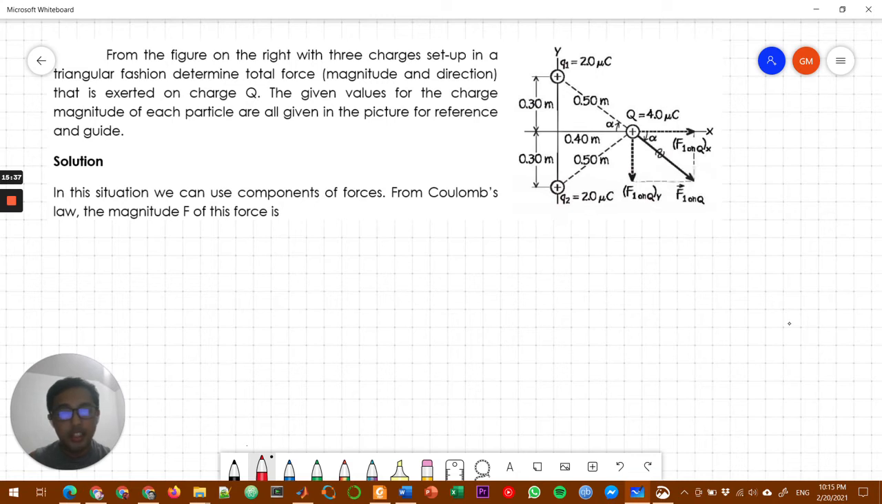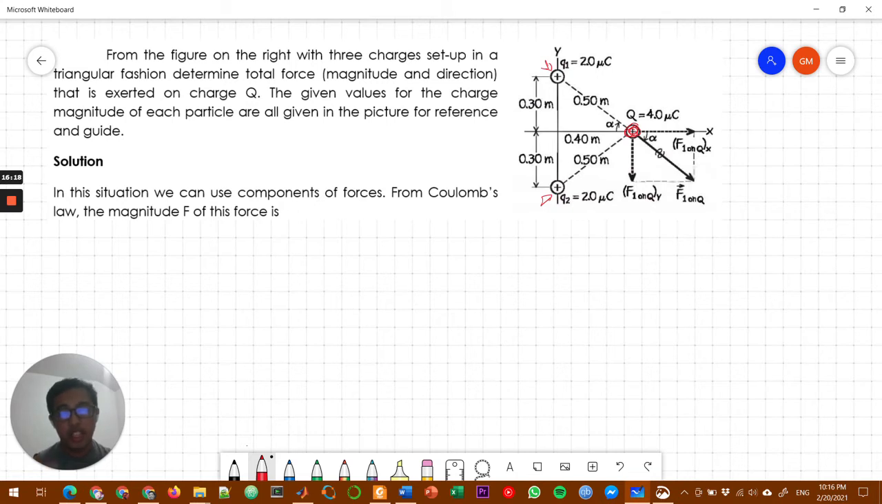I will label it. Here is charge Q, labeled in red. And then charge Q1 is up here, and this is charge Q2. Charge Q1 is separated by a distance of 0.5 along its diagonal. The link between them is still a straight line. The arrangement is diagonal because it is a triangular setup. The same goes for charge Q2, 0.5.